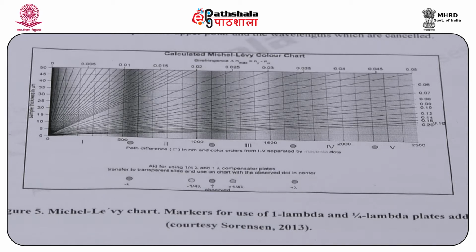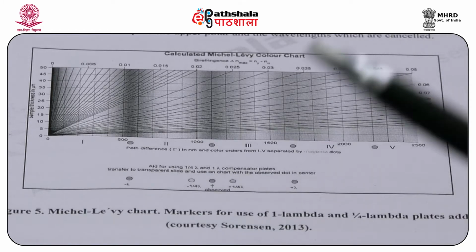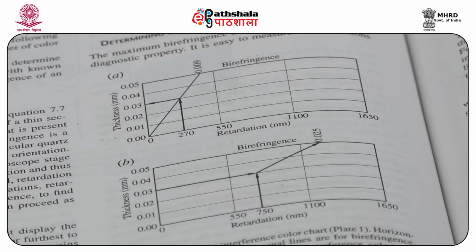Retardation is determined by directly observing the interference color produced by a mineral grain in thin section and by finding the same color on the Michel-Lévy chart. Distinguishing among similar colors in the different orders may pose some difficulty in the first instance for students.